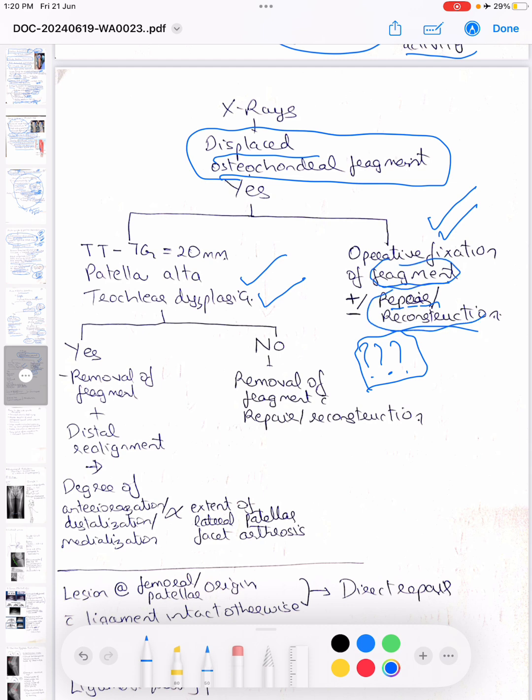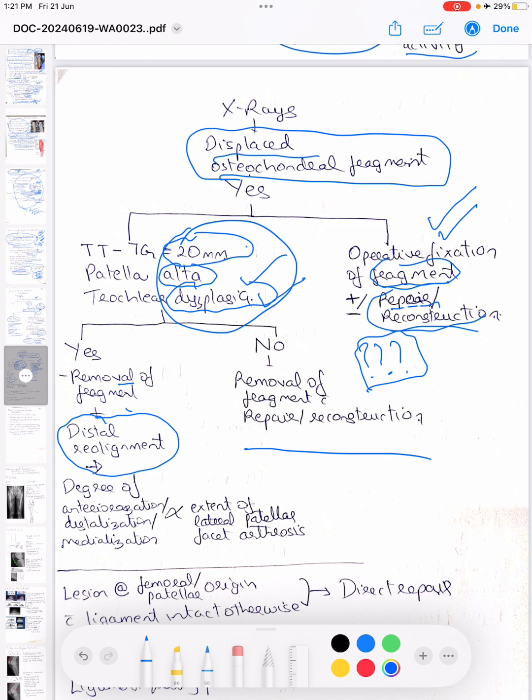This distance is important, and we are going to discuss it in radiological evaluation: the distance between the trochlear groove and tibial tuberosity. If it is more than 20 mm, or if there is patella alta or trochlear dysplasia, any of these present, you need to remove the fragment, but additionally you need to go for distal realignment procedures. We are going to discuss in brief at the end some of the important distal realignment and deformity correction procedures and surgeries, right? And if there are no such significant associated factors, you directly go for removal or fixation of the fragment depending upon the evaluation.